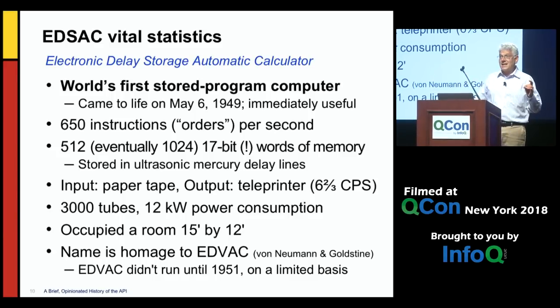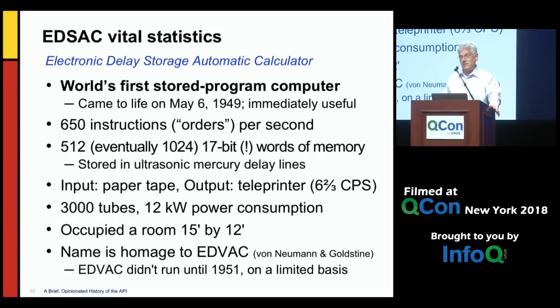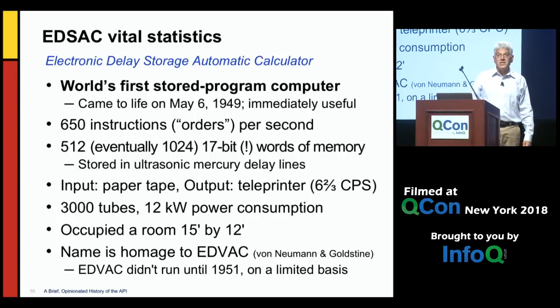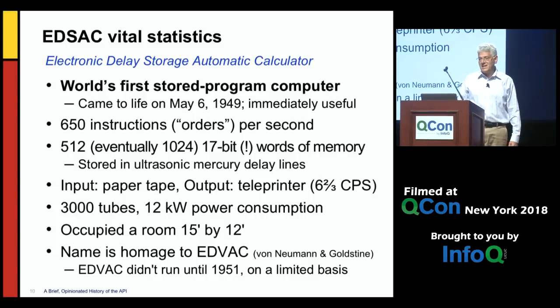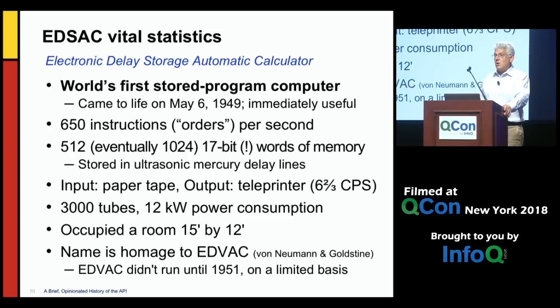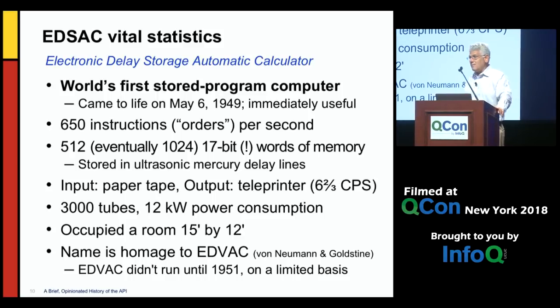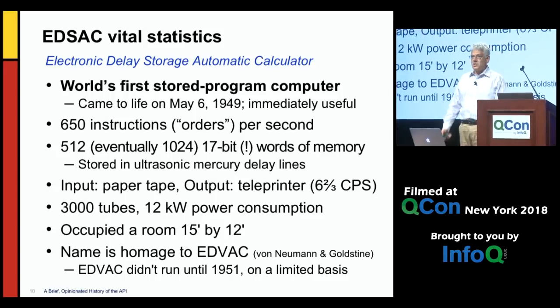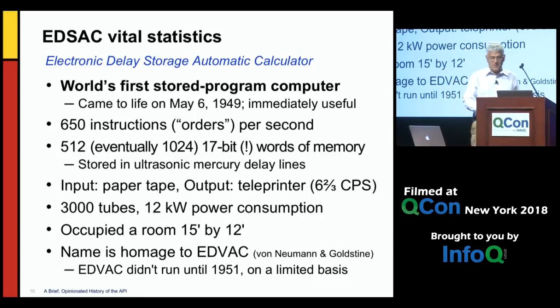The name EDSAC is an homage to EDVAC. EDVAC is the machine that Goldstein and von Neumann were working on, and they didn't finish it until 1951, 3 years later, and it only worked on a limited basis initially. So what gives? Given that the Americans had a 2-year head start over the Cambridge team, why did the Cambridge team finish their machine so much faster?